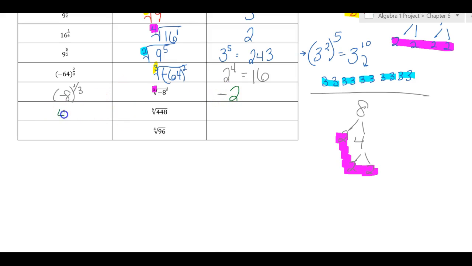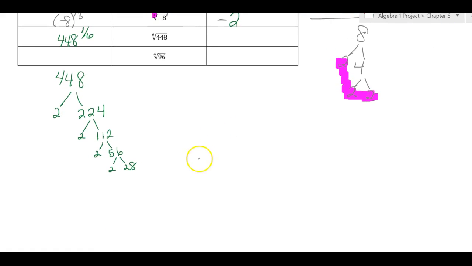All right, this next one is 448 to the power of 1 divided by 6. Let's figure out what 448 is. Now, if you don't know what something goes into, just divide by 2 if it's even. So that's 2 and 224. That's 2 and 112. That's 2 and 56. That's 2 and 28. Some more space. That's 2 and 14. And 2 and 7.